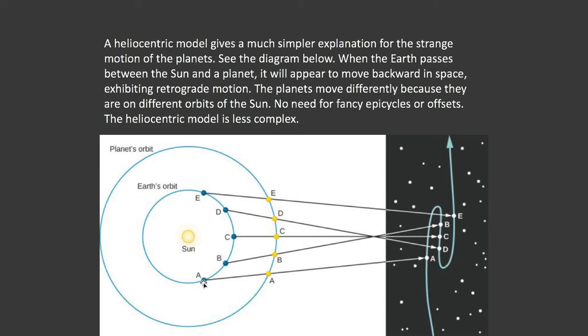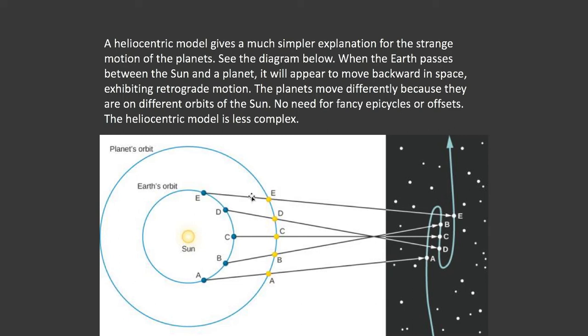Now, at point A, if you're on the Earth looking at this planet, you would project it here. And then at B, you'd project it here. But then at C, you'd project it here. So it would have moved backwards. So it's moving from A to B to C, and then going forward to D and then to E. So it makes this sort of loop in the sky. That's what we refer to as retrograde motion.